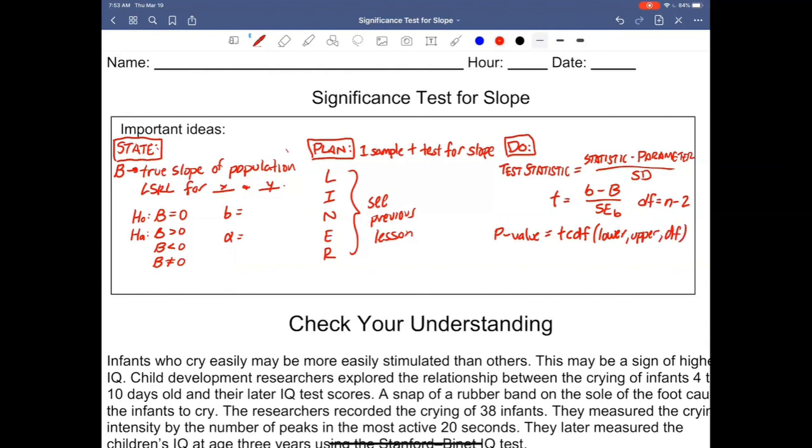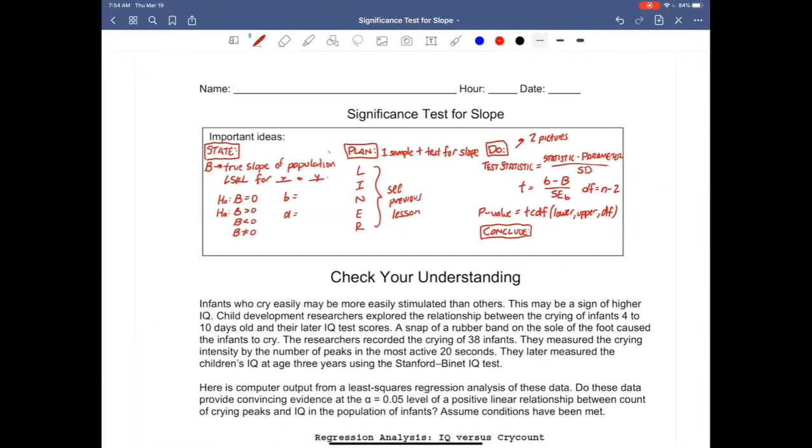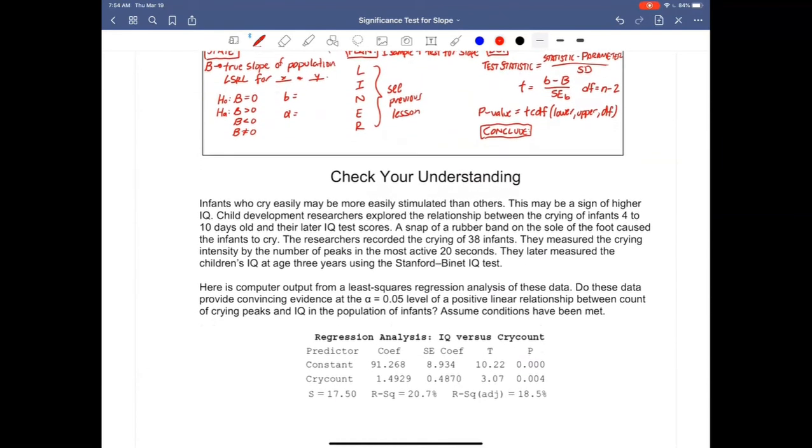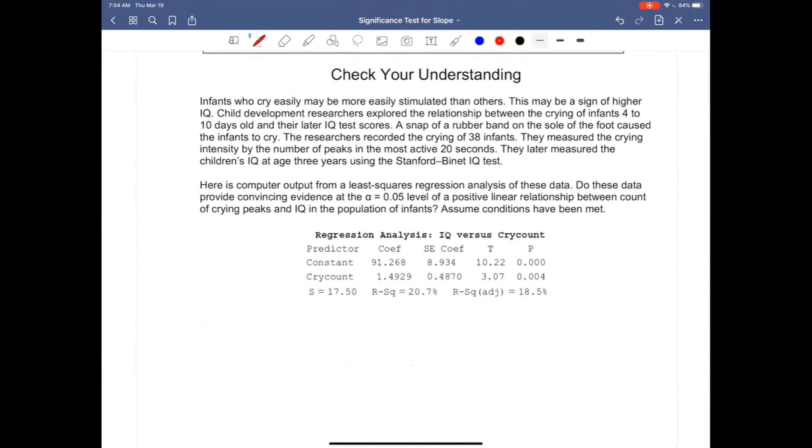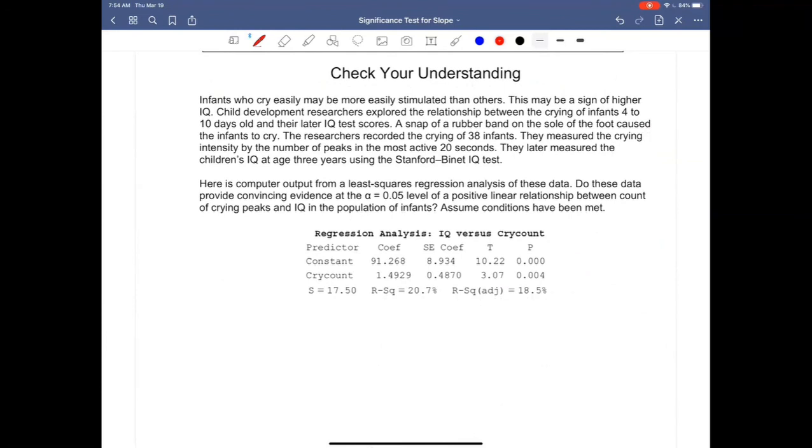And then, of course, with the do, you're going to include the 2 pictures, the unstandardized as well as the standardized. Now, for the conclude, I hope at this point in the course, we are very familiar writing a conclusion for a significance test. So let's move to the check your understanding and see if you can apply this learning in a new context. So go ahead and try the check your understanding problem on your own and then come back to the video to check your answers. So go ahead and pause the video now.